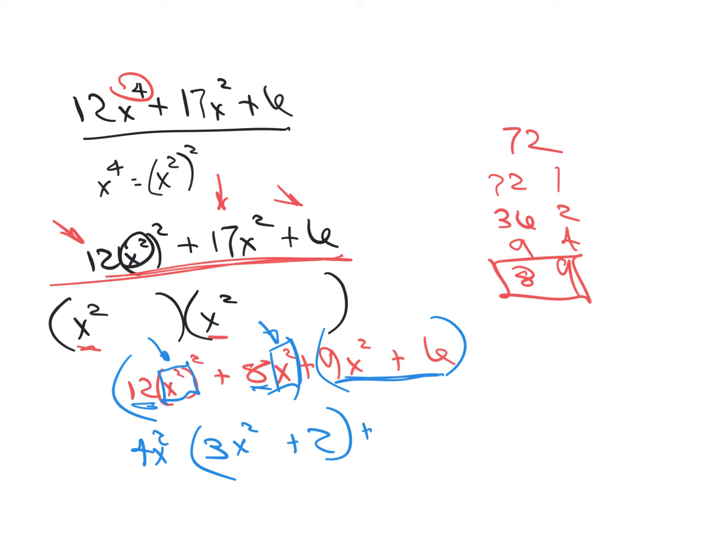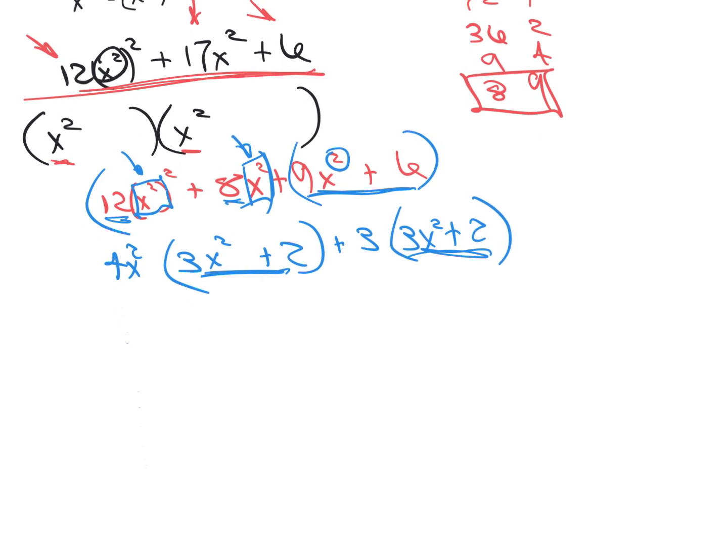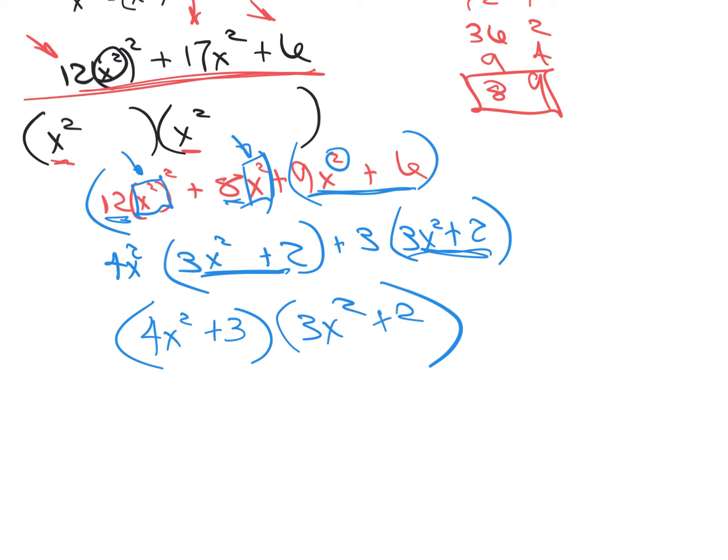Got a 9x squared plus 6. I can pull out a 3. And that's it there. Whoops. And I've got a 3x left here and a plus 2 here. Whoops, 3x squared, because of this squared. So again, this is the same as this, and that's what has to be the case. So now let's write my 4x squared plus 3, and then my 3x squared plus 2.